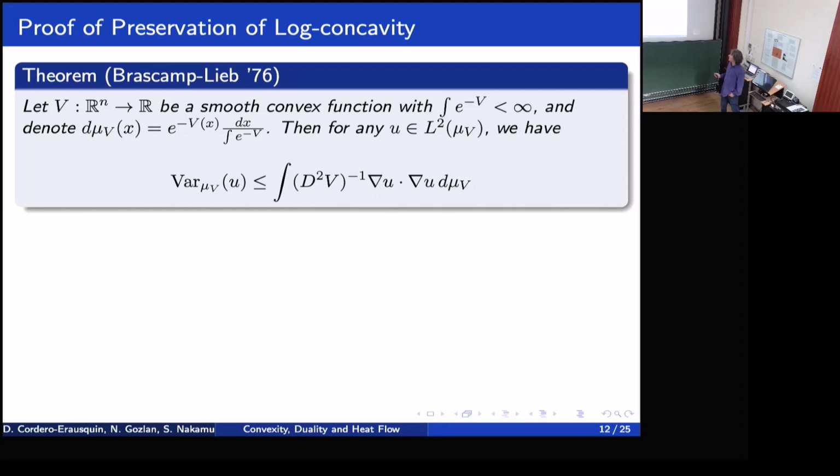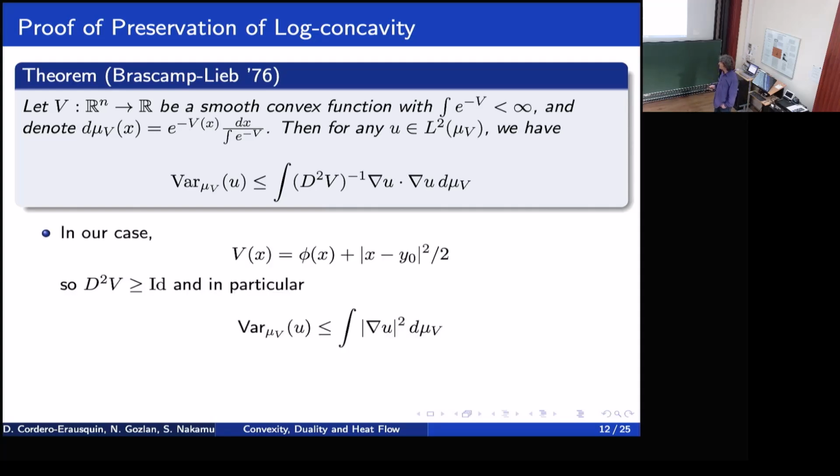Then you have that for any smooth function or locally Lipschitz function u, the variance with respect to this measure of u is dominated by the following quantity. So you take the Hessian of V, take the inverse, and it acts on the gradient of u, and then you dot with the gradient of u. Okay, so this is the result by Brascamp and Lieb.